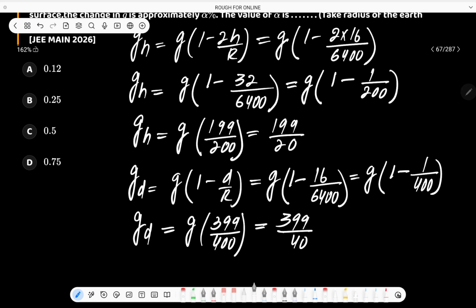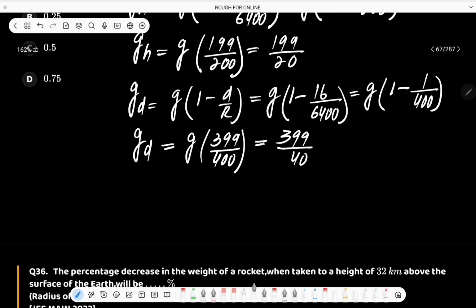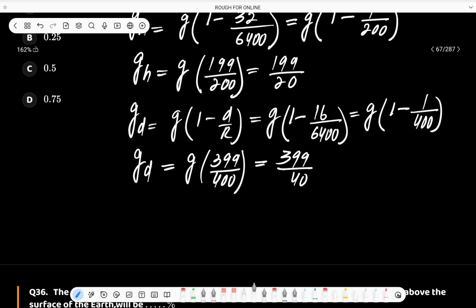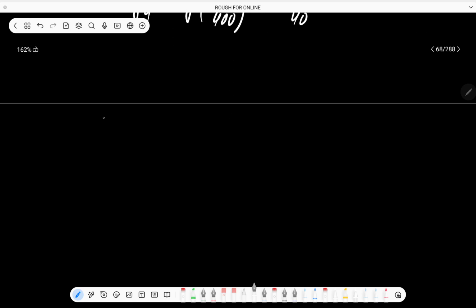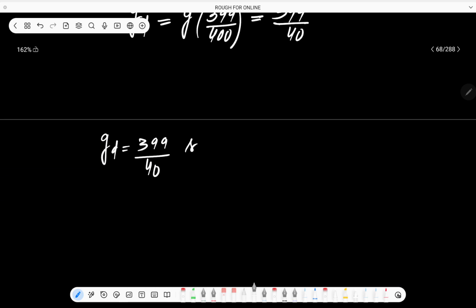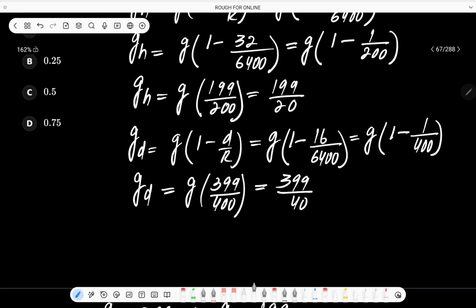So next what we have to calculate is the percentage change. Let's do one thing here. Pay attention here. What is now gh and what is now gd? So gd is equal to 399 divided by 40, and gh is equal to 199 divided by 20. Now we have to find the difference between these two. What's the difference of the acceleration due to gravity?